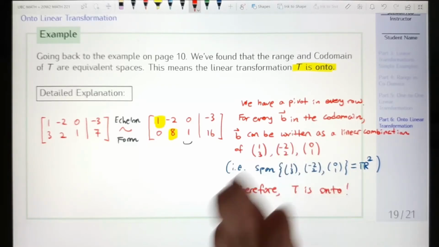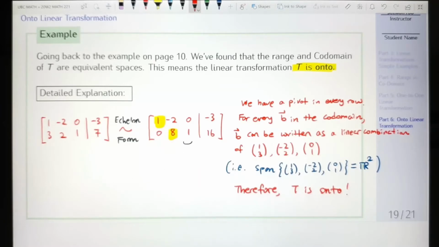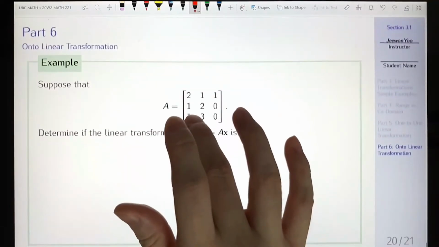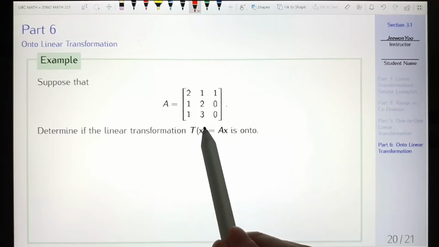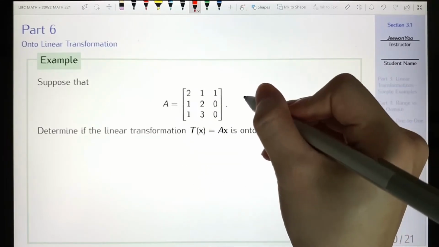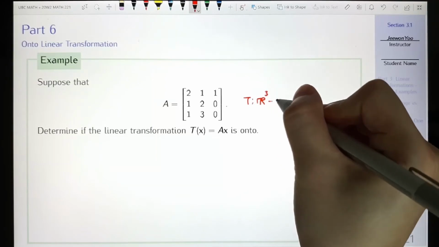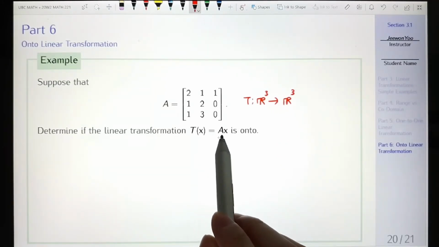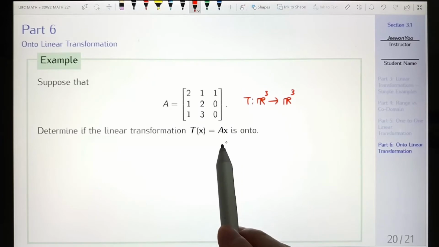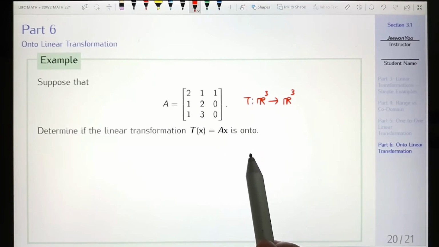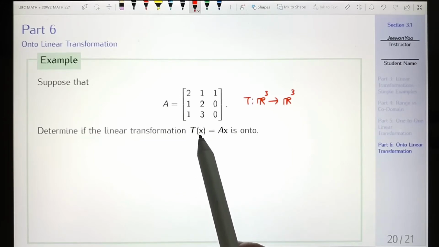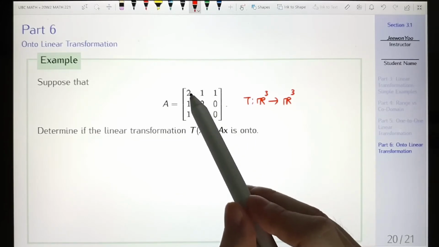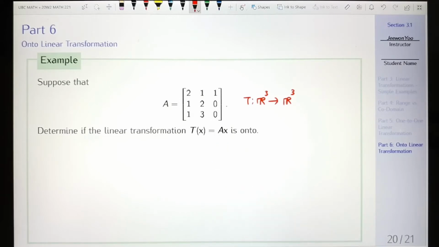Okay, now you know counting the number of pivots is again very important. Here's the last example about onto linear transformations. The question is, if A is the transition matrix, of course, T is going from R3 to R3 defined by the product AX. We need to show whether T is onto or not. Long story short, we basically want to count if there is a pivot in every row or not.